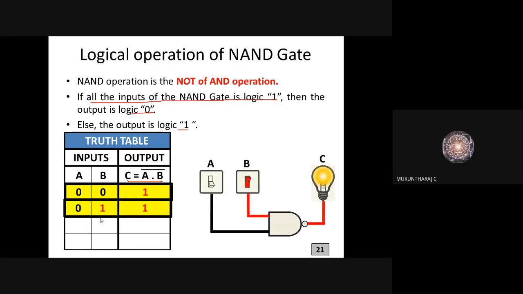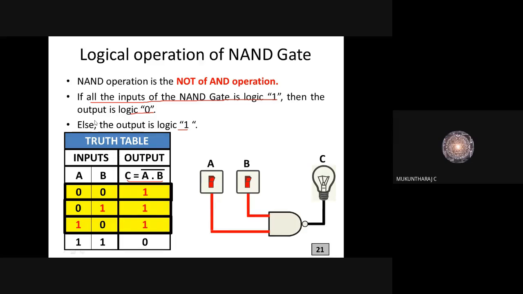The second possible combination is 0 1. For this case also the NAND gate produces 1. Third case, 1 0. For this third input case, the output is also 1. But the fourth combination, 1 1, produces logic 0. If both the inputs are 1, then the output goes to logic 0.